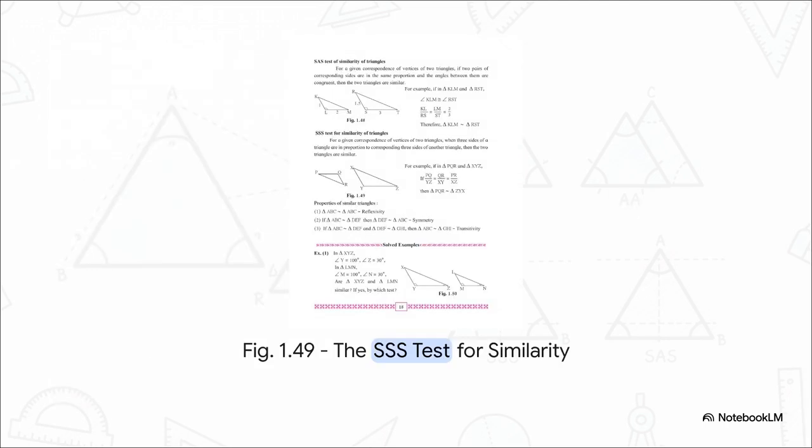Our next big shortcut is the SSS, or side-side-side test. If all 3 corresponding sides of 2 triangles share the exact same proportion, you are done. You don't even need to measure a single angle. If the ratios of all 3 pairs of sides match up perfectly, the triangles are definitely similar.